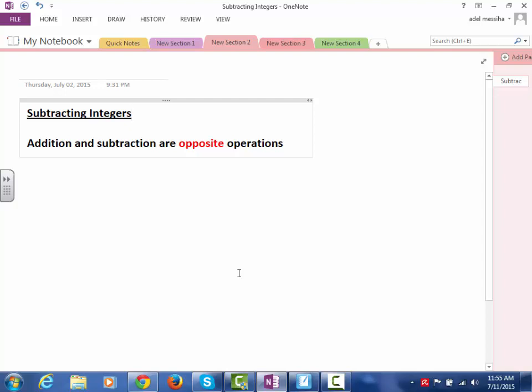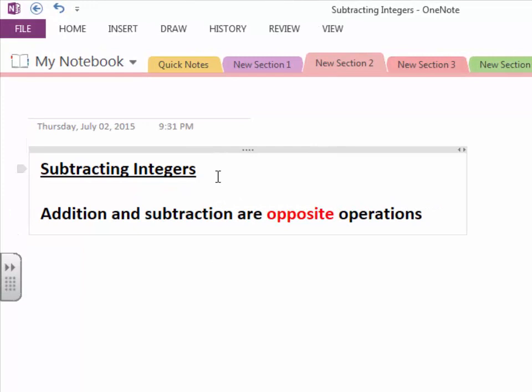Okay, today our lesson is Unit 9, Lesson 2. It's about subtracting integers. As you see, last time we introduced Unit 9, Lesson 1 about adding integers. Now we're going to take subtracting integers. But before we start the lesson, there is something very important to say: addition and subtraction are opposite operations.